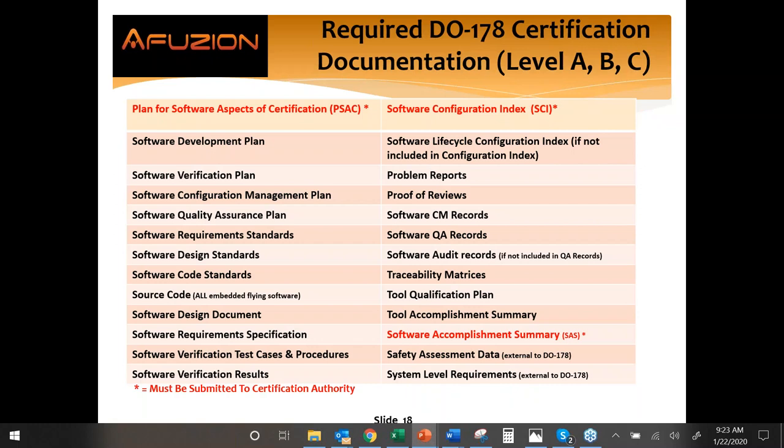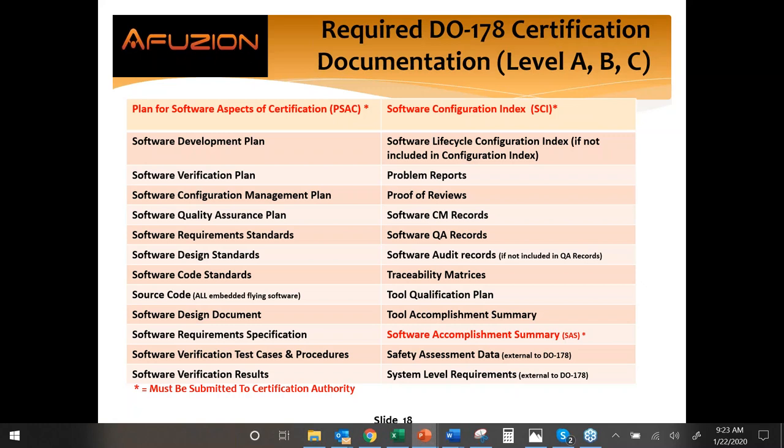Now, what's required for level A, B, and C software under DO-178? These are the documents. Yes, it's a big list of documents. Which ones can we skip? None of them. The level of rigor varies based on the criticality level. However, if we look here, and we'll make these slides available to you, okay? You'll have the video recording. We'll send it out usually within 24 days.